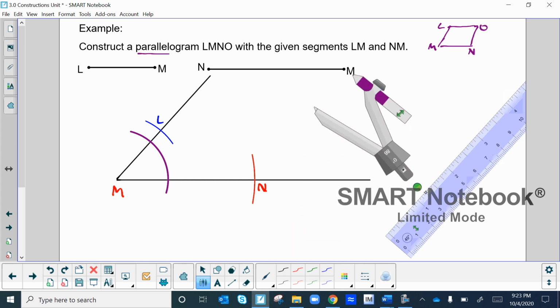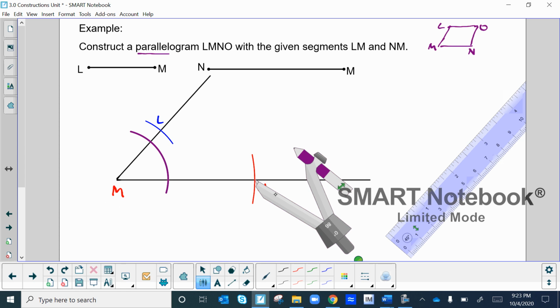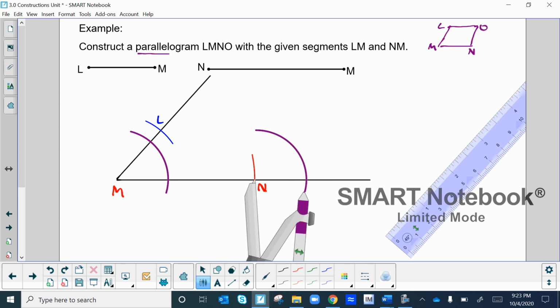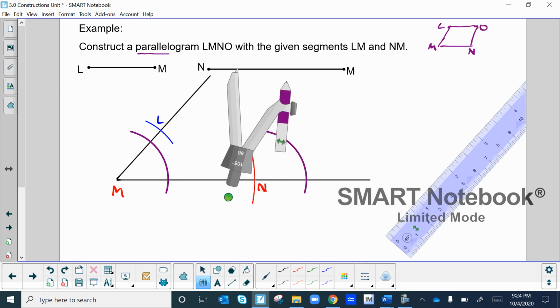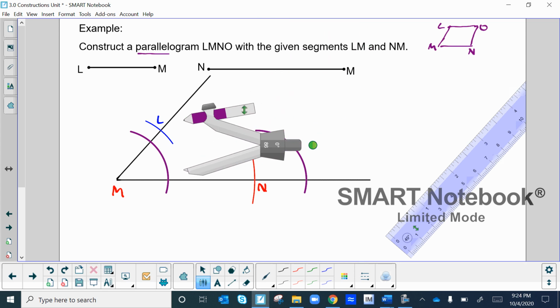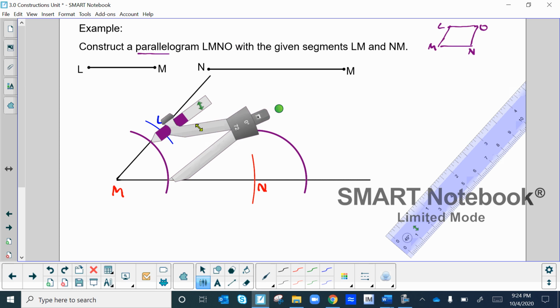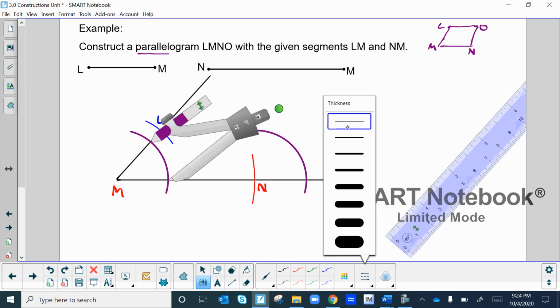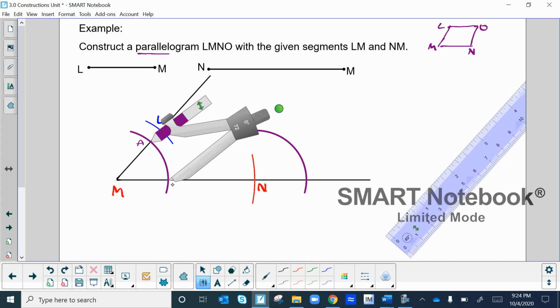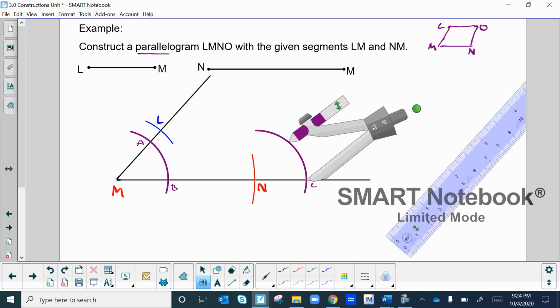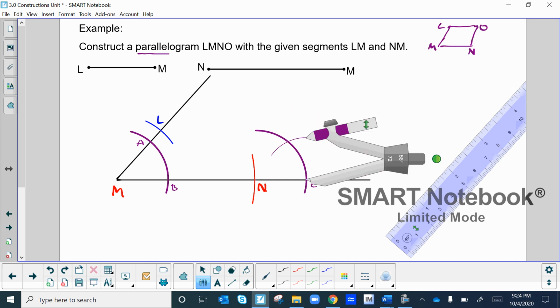Remember, don't change your compass setting. Make that same arc right there. Then remember, you want to measure how wide the angle is. I didn't label them this time because I don't want too many letters over here, but you can. Imagine if those were A and B. You measure how wide A and B are, and then put it over here at C. Whatever letters you want to label them, it doesn't matter. Put it at C and make an arc there.